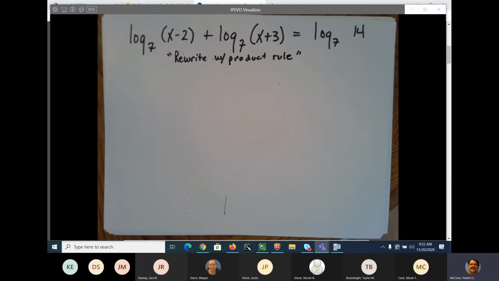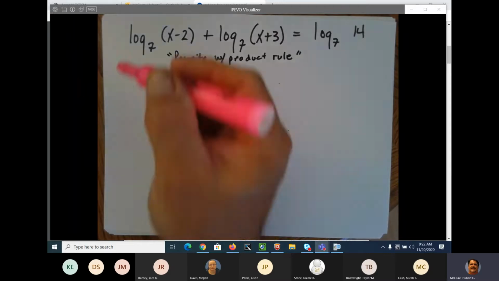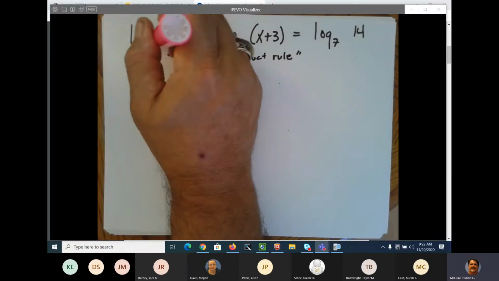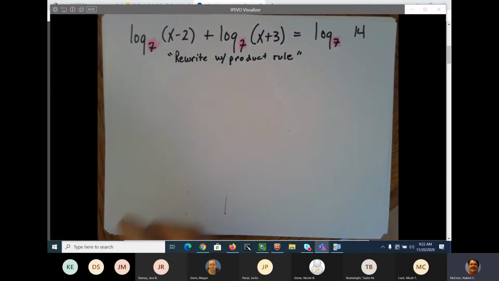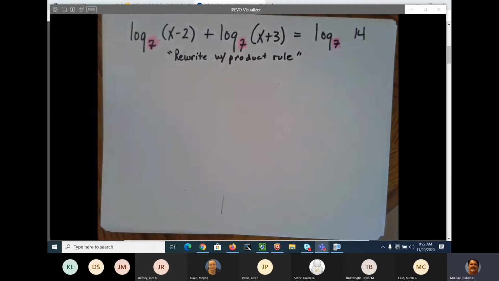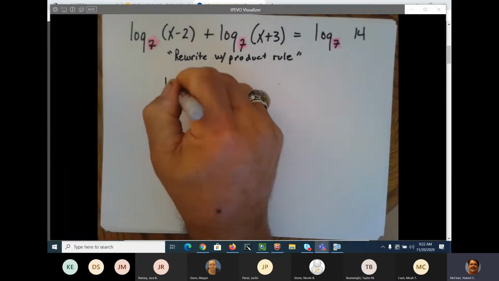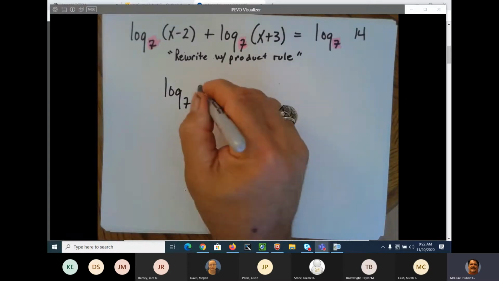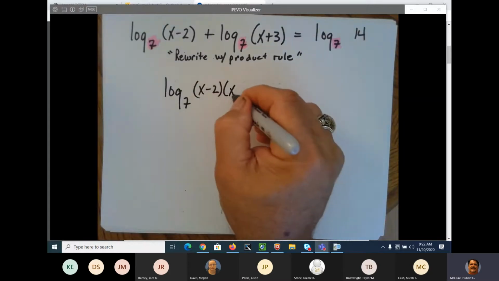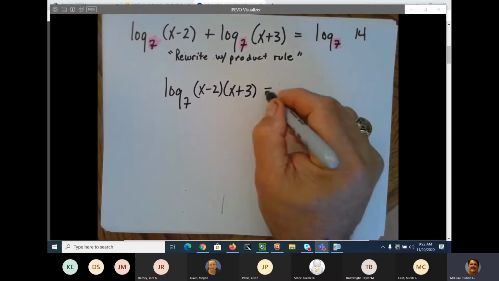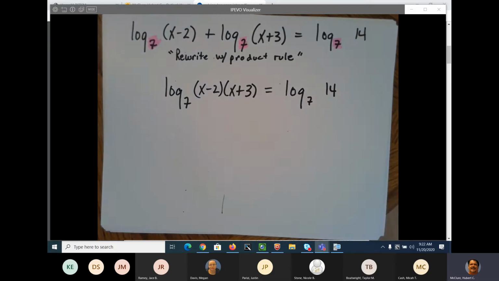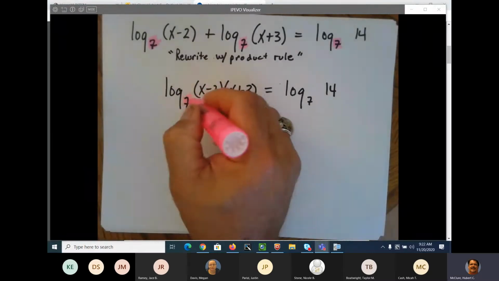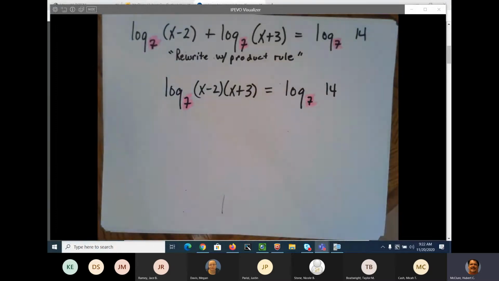Because we do have the same base, so that means we can use our properties. But we can't just set equal yet, because we've got to rewrite, because we've got 2 on the left and 1 on the right. So that's going to be log base 7 of x minus 2 times x plus 3 is equal to log base 7 of 14. Now, we've got 1 log on the left, and we've got 1 log on the right. Now what can we do?